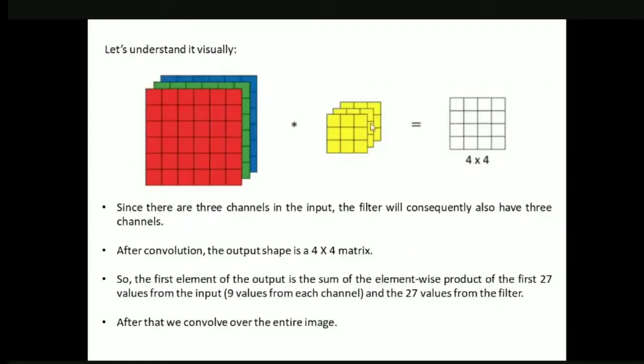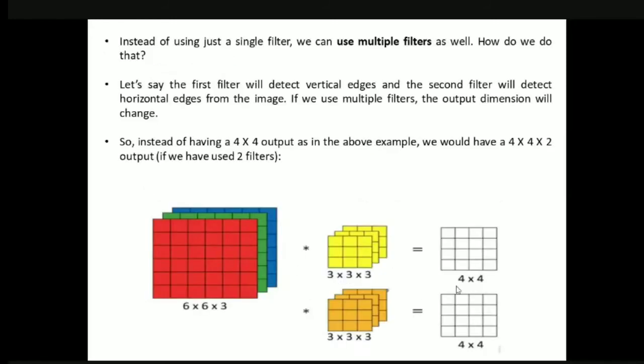So here we have used only a single filter, right? Yellow color specifies that all the 3 channels have the same filter values. But instead of a single filter, we can also use different filters. Here the first filter is yellow and the second filter is green. However many filters we use, that many outputs we are going to get. So instead of a single 4 by 4 output, now we are going to get a 4 by 4 by 2 output because we have used 2 filters, right? So we get 2 4 by 4 outputs. Input is 6 by 6 by 3, 2 filters of size 3 by 3 by 3, and the output is 4 by 4 by 2.